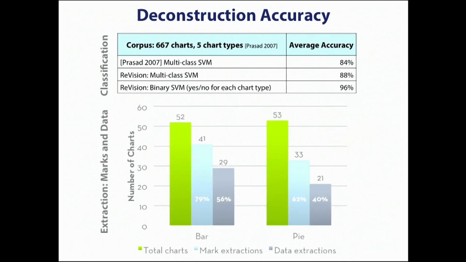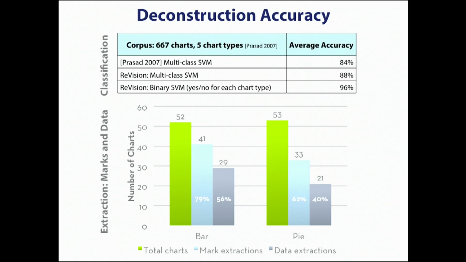The extraction of the marks and the data, that's not quite as good. And what we're seeing here is that we get between 60 and 80% accuracy at extracting the marks, depending on chart type, and then between 40 and 56% on extracting the data. Now, I should point out that these are conservative numbers, and we're only reporting here cases in which we exactly correctly extracted all of the marks and all of the data. And there are many, many charts in which we miss on one or two marks and so on. In any case, there's more work to be done here, but this is a reasonable starting point.